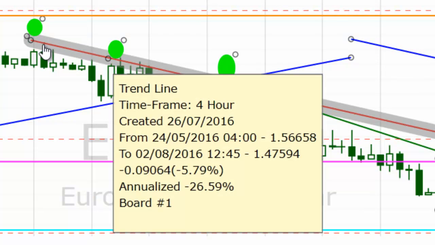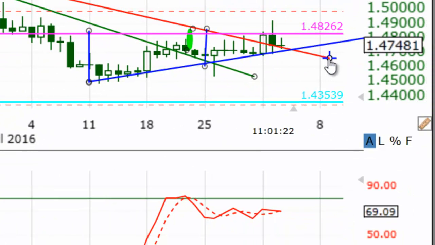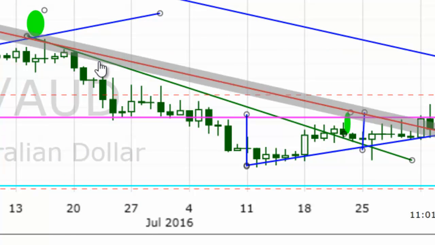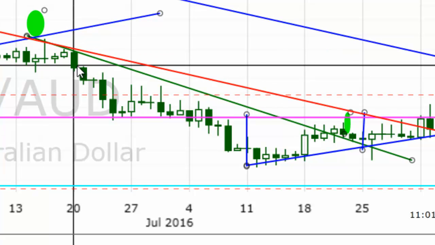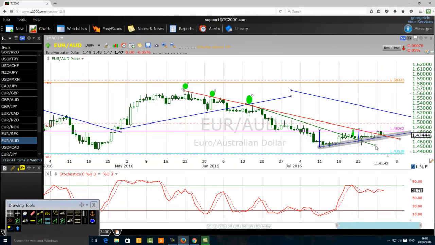Connecting those two points, we have the red trend line on our chart, which is a bearish trend line. Then we connect, not exactly but roughly, the 16th of June and the 20th of June. Now we have another trend line, which is the green one. You can see the green trend line. So you see that the bearish momentum was quite strong. From the red trend line, we went below to a steeper bearish trend line, which is the green one.